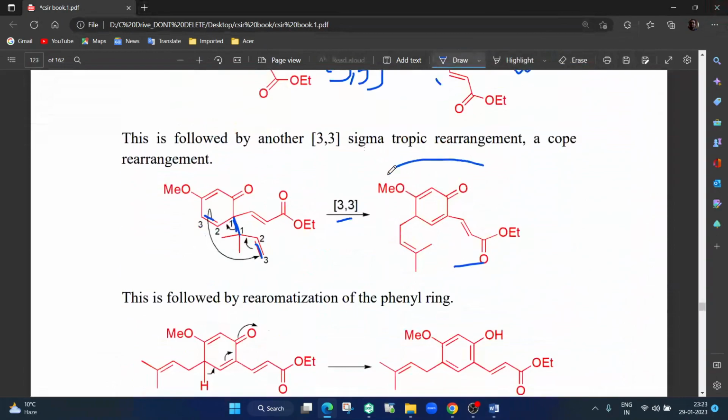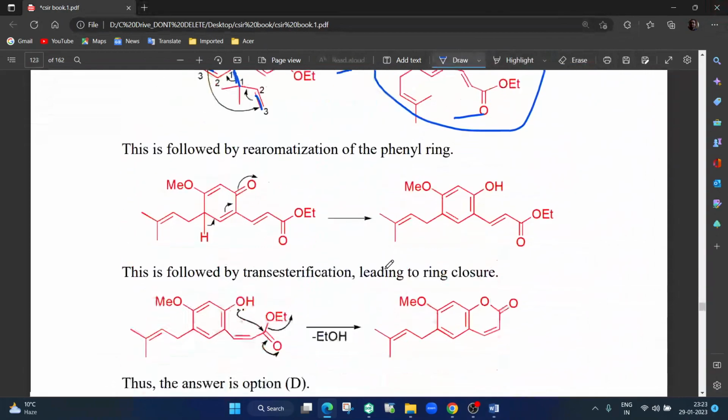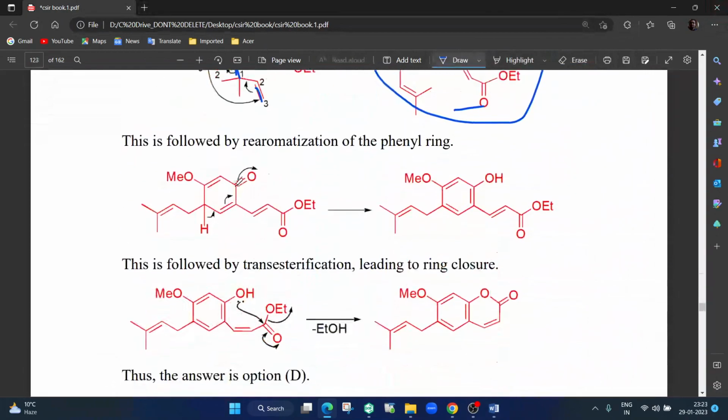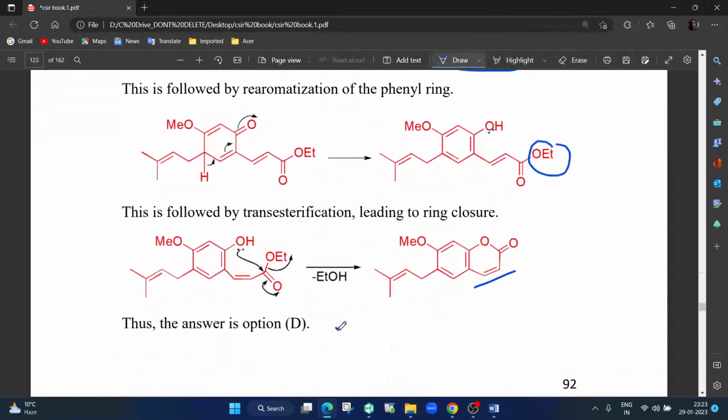Now this is not stable because aromaticity has to be gained back. You had lost the aromaticity. So this comes and attacks here, you get this, and now still this OEt is here in open chain, so it will undergo what is called transesterification. So this OH will go and attack here, this comes up, goes down, and this OEt leaves, and you get this product. So thus the answer is option number D.